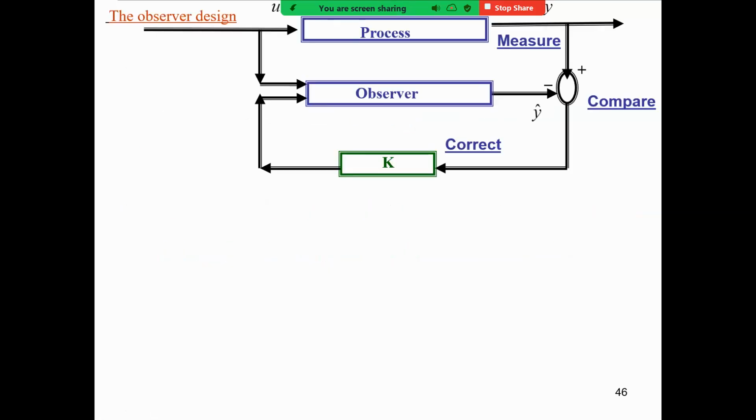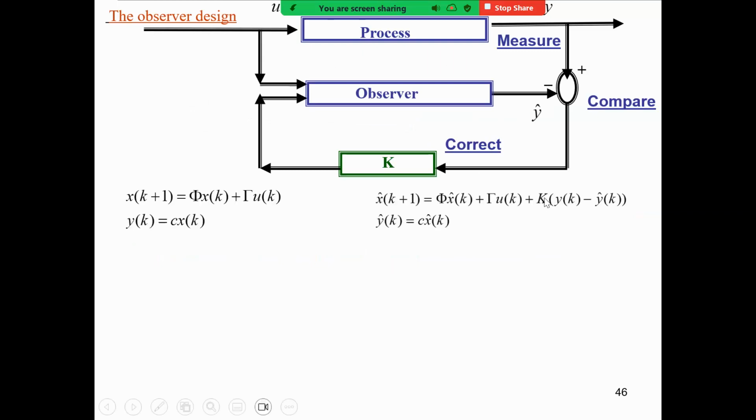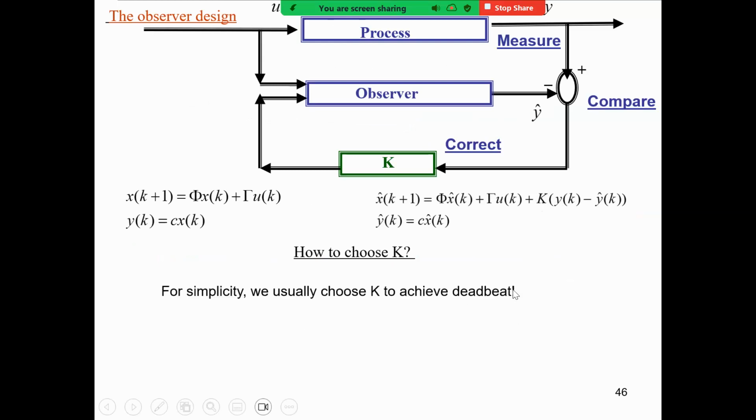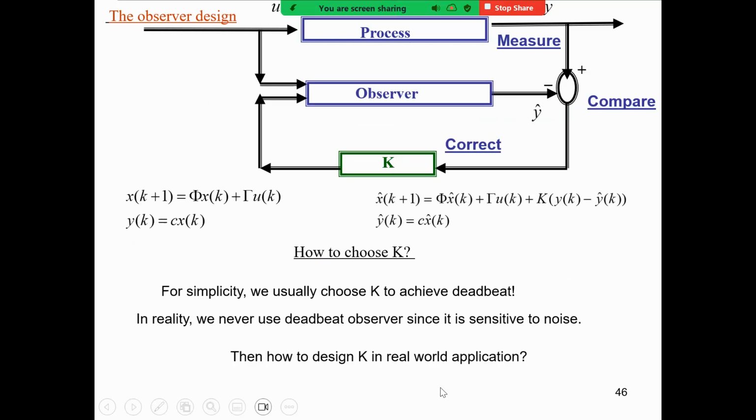Then there's another part, which originates from the observer design in our part. We'll have this observer, and we have to design the gain K for the observer to work. For simplicity, we said we can just choose K to achieve deadbeat. But deadbeat can be sensitive to noise. We never use deadbeat in reality. But how to design K in real-world applications? In this part, we didn't consider the noise, and because of the noise, we cannot use deadbeat.